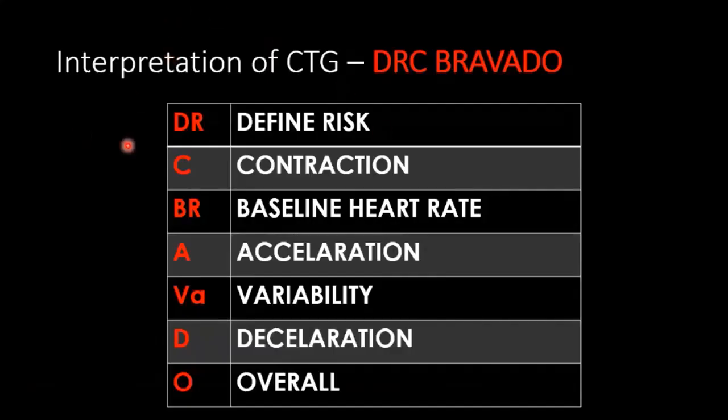When you interpret the CTG, you need to look into DR C BRAVADO. So always go back to the basic, always define the risk, see the contraction, you need to see the baseline heart rate, look at whether there's any acceleration, the variability of the fetal heart rate, whether there's any deceleration, and the overall picture of it.